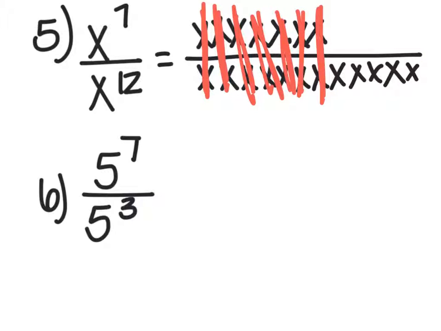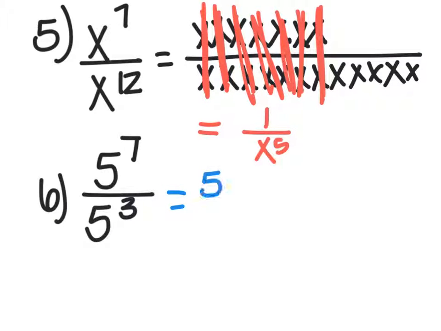And then I'm left with nothing on top, so I put a 1, and I am left with 1, 2, 3, 4, 5 x's on bottom, so I get 1 over x to the 5th. The same thing would happen if I subtracted my exponents. 12 minus 7 is going to give me 5. I'm going to do the same thing with problem 6.